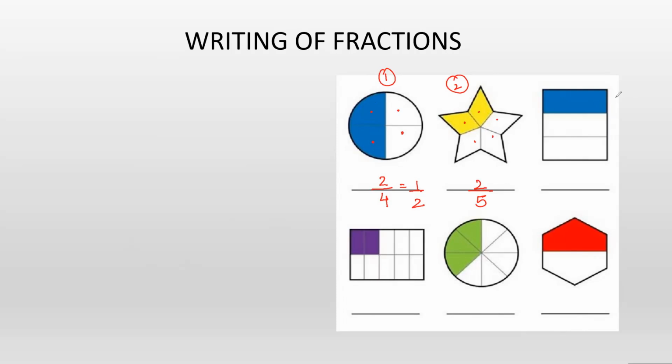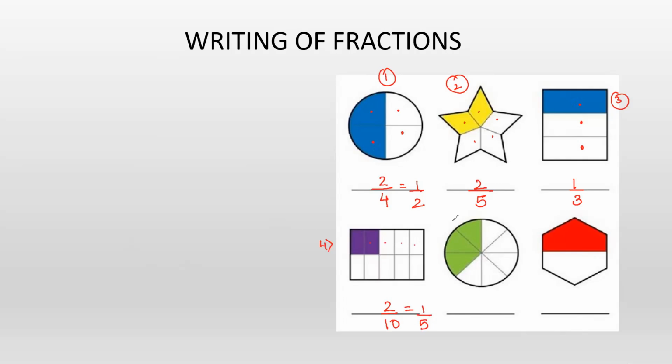Let's take the third example. Over here, there are 3 parts. So 3 comes in the denominator and 1 colored part. So 1 in the numerator. Now, in the fourth example, how many total number of parts are there? 1, 2, 3, 4, 5 and again 5. So this becomes 10. So 10 in the denominator. And how many parts are colored? That is 2. So 2 by 10, which is equal to 1 by 5.